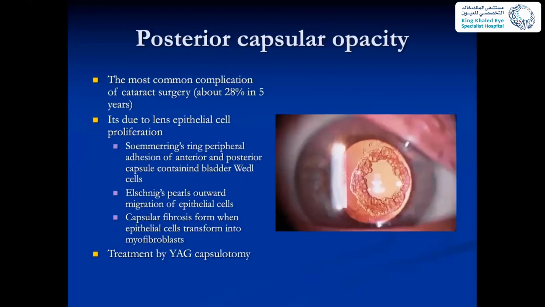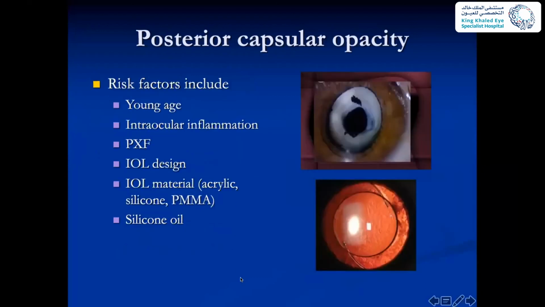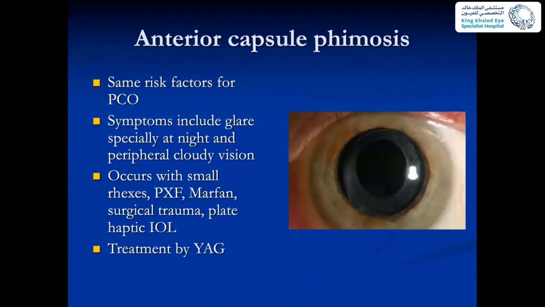Posterior capsular opacity is the most common complication of cataract surgery, 28% in 5 years. And we have different forms like Soemmering ring, which is the adhesion of anterior and posterior capsule peripherally, Elschnig pearls, outward migration of epithelial cells, like in this picture, or capsular fibrosis from the epithelial cells transforming into myofibroblasts. The treatment is simple, YAG capsulotomy. Risk factors: young age, intraocular inflammation, pseudoexfoliation, IOL design, and IOL material, like acrylic, silicone, HEMA are more. Silicone oil in the eye can predispose to this complication.